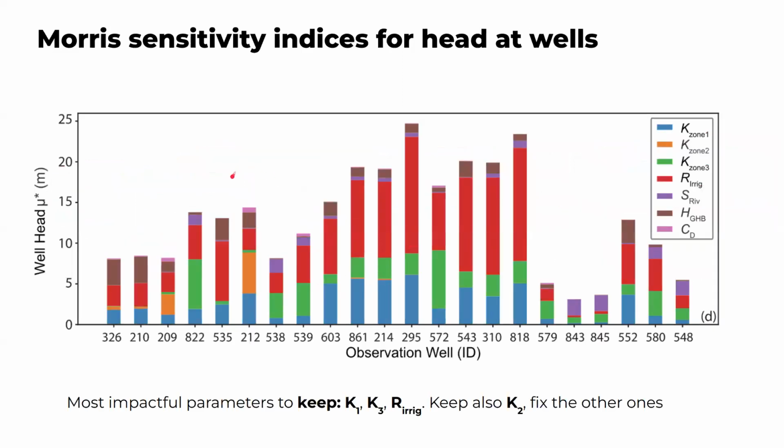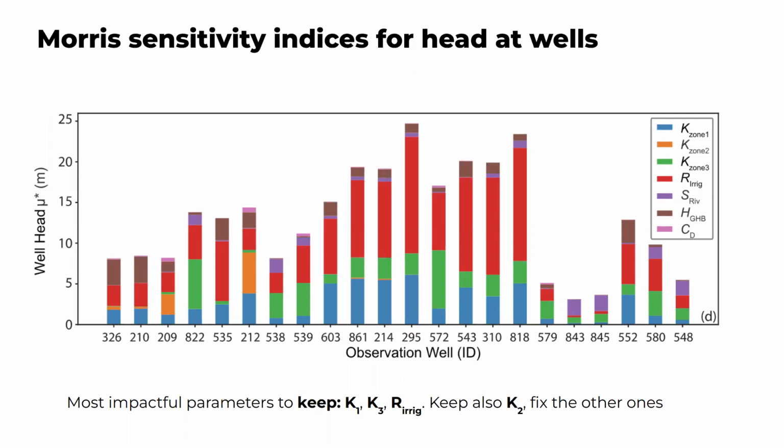This is a plot of the Morris sensitivity indices for the head at the wells. Again, the red is the R irrigation, K zone 1 is the blue, K zone 3 is the green, and those are the 3 most important parameters. All the other ones are less important. We also decide to keep the K zone 2 because there's at least 2 wells where K zone 2 plays an important role. So we keep those 4 parameters, the 3 permeabilities and the R irrigation, and everything else we fix because it's not influential enough in the predictions of the model.